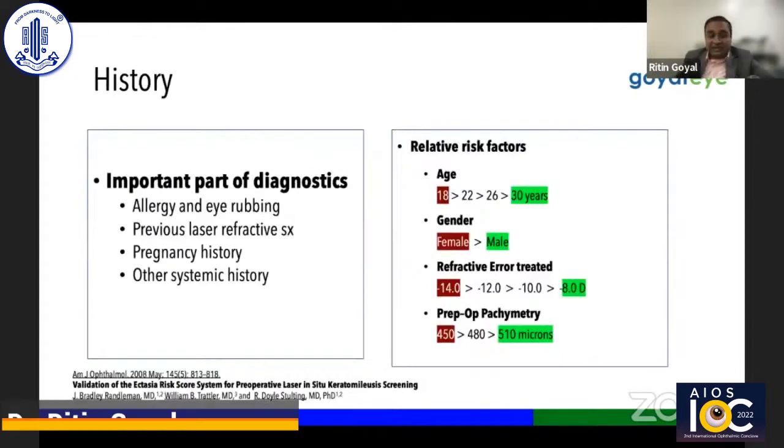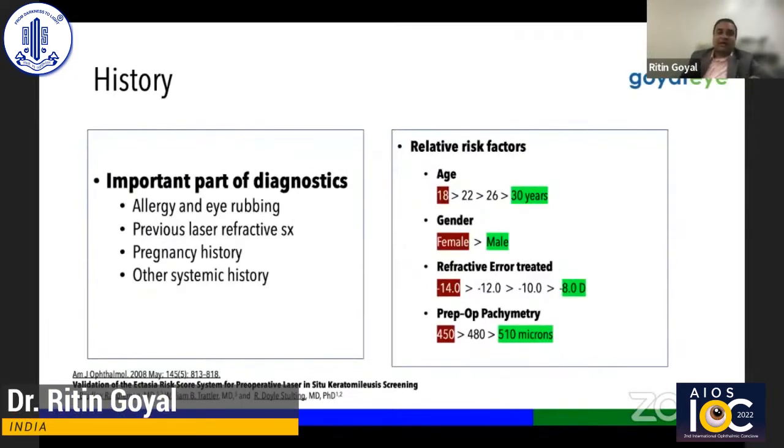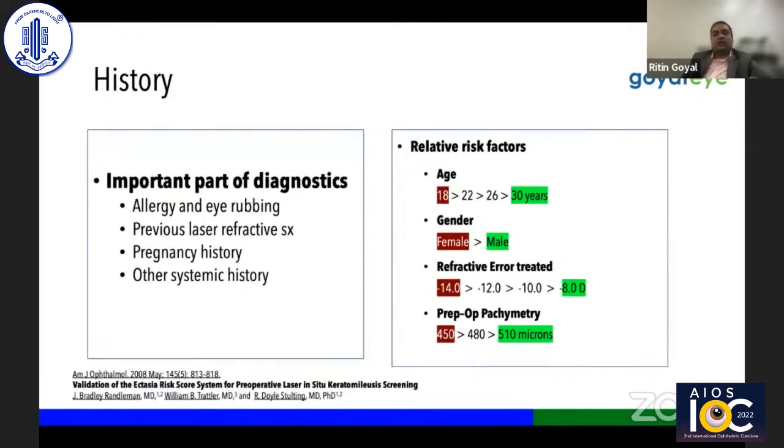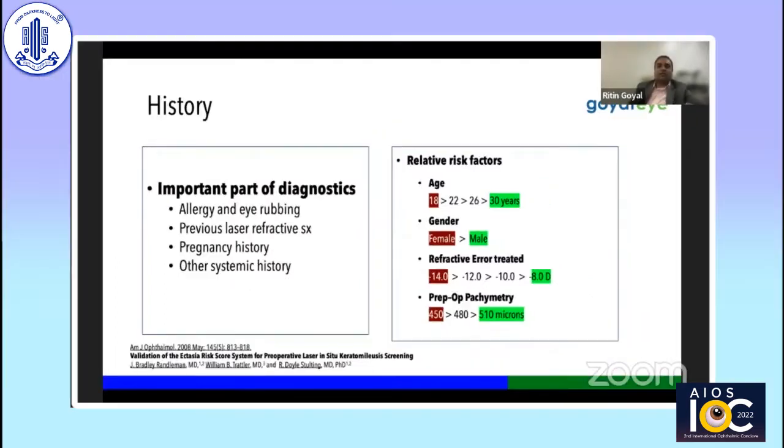I think history taking itself is a very important diagnostic tool. Knowing the history of allergy and eye rubbing, history of any previous laser refractive surgery, any history of pregnancy, so many systemic diseases, things like Down syndrome, these can be very important. We know that there are some risk factors where we do see keratoconus being more aggressive, more progressive, like younger age, female gender, high refractive error, laser refractive surgery with thin pre-op pachymetries as well as suspicious corneas.